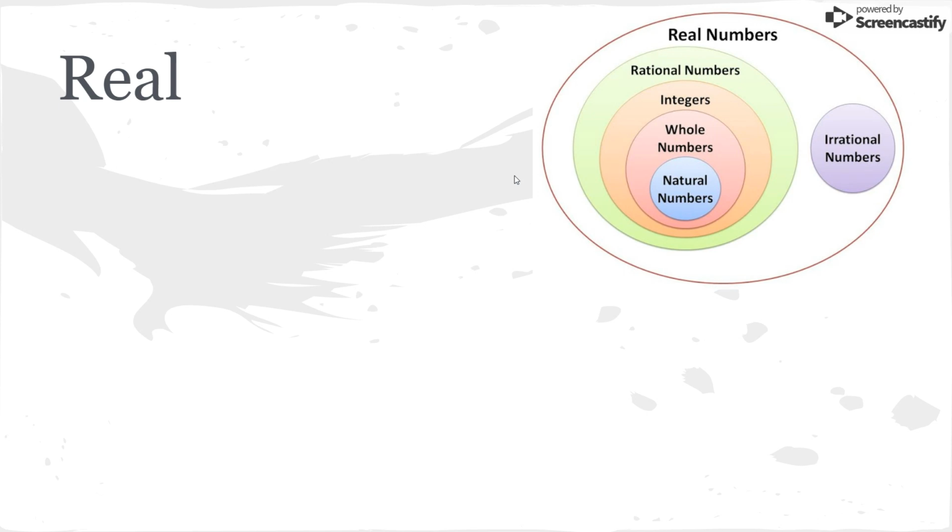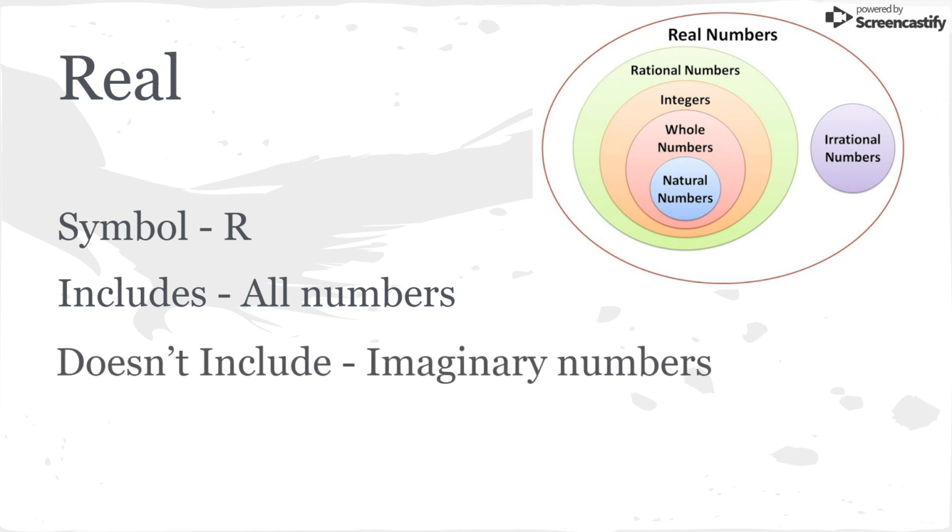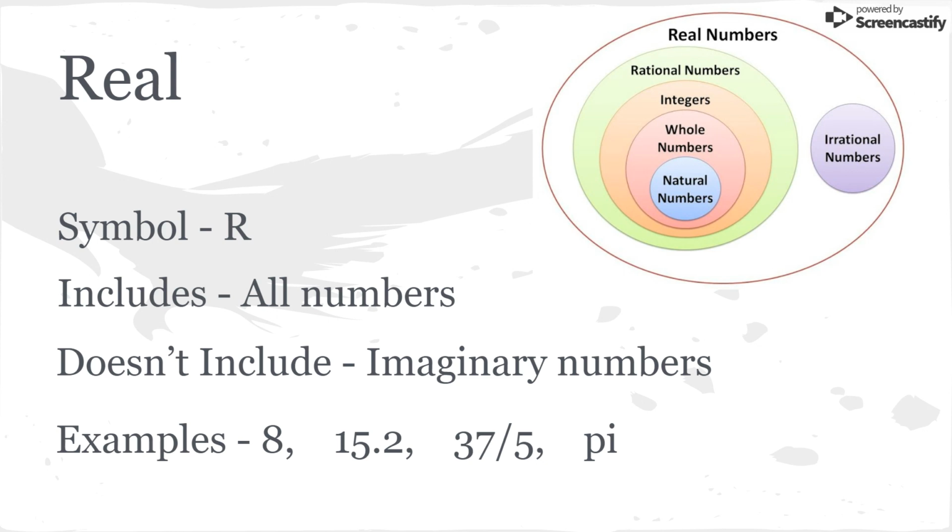Okay, real. So real, the symbol is R. It includes all of the numbers. Every number that you are going to come in contact with is going to be real. It doesn't include imaginary numbers. So I did say there's such a thing as an imaginary number. You will never deal with them. So don't even worry about them. Some examples: -8, so negative numbers, 15.2, decimals, 37/5, fractions, and pi, 3.14159, that never-ending decimal.